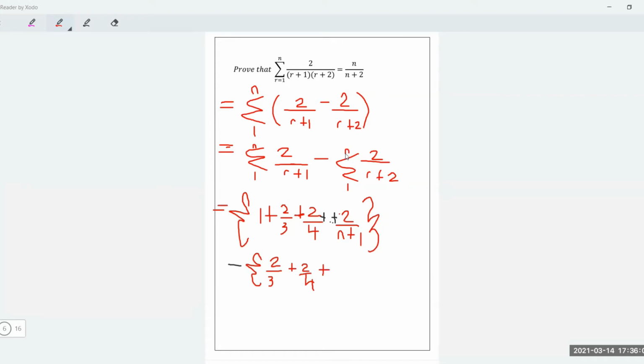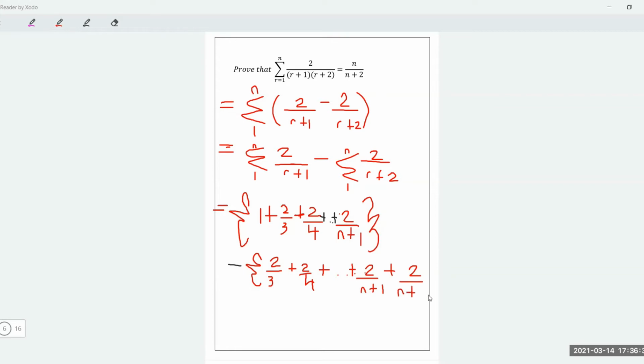what happened to the second to last term? The second to last term is n minus 1. Put n minus 1 right here. You get n minus 1 plus 2, which is n plus 1. That becomes plus 2 over n plus 1. And then the last term is just plus 2 over n plus 2.